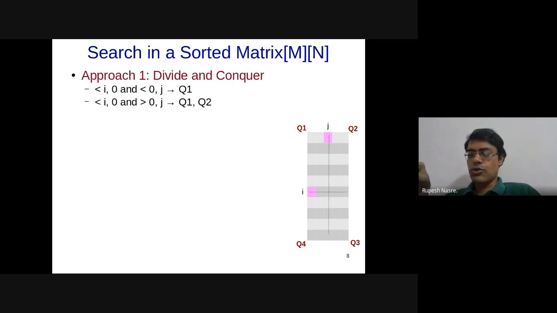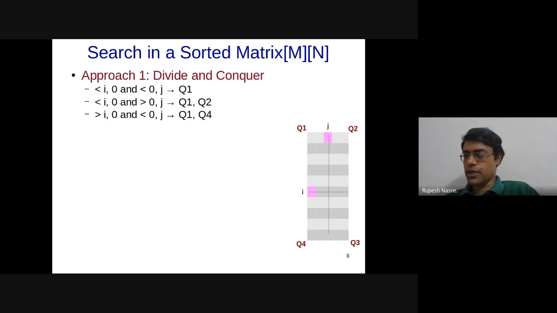So I is the ith row and j is the jth column. So I0 is the first element in the ith row. 0j is the jth element in the 0th row. Right. So we cannot say that it is only Q4, because if it is greater than I0 and less than 0j, it can also be in Q1. If you look at that example matrix, you will probably realize. So it can be in Q1 as well as Q4.